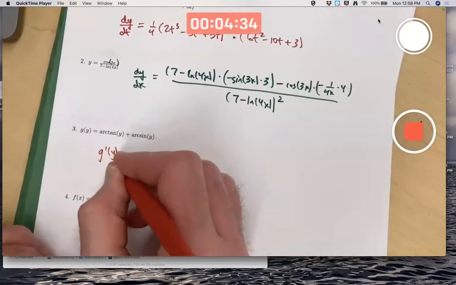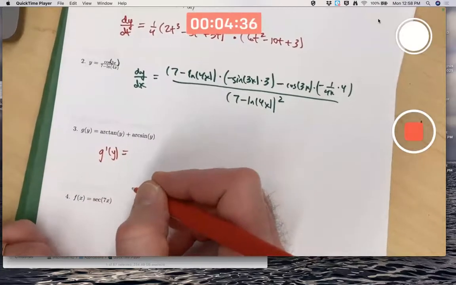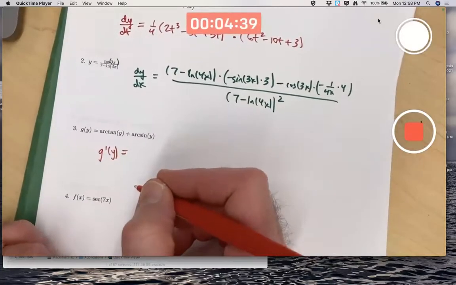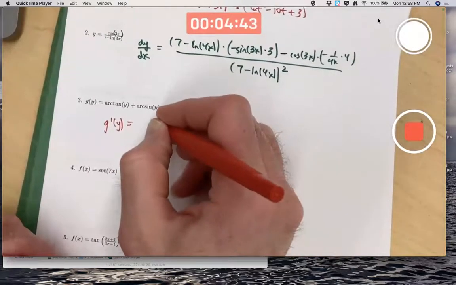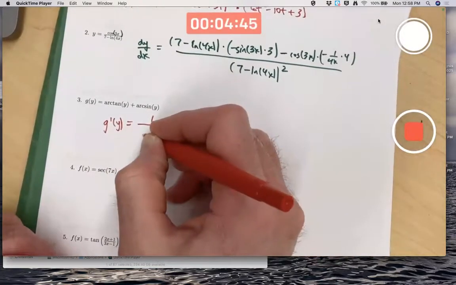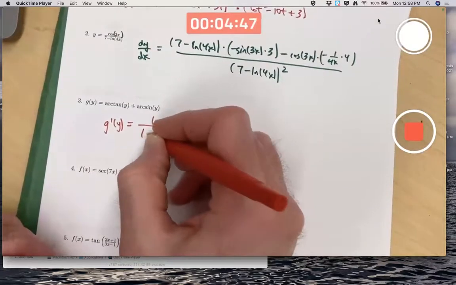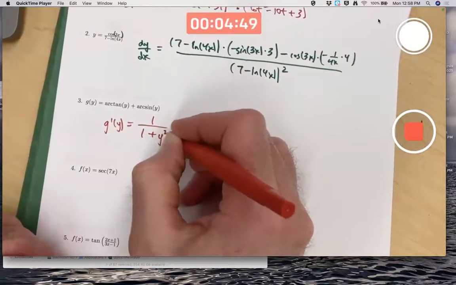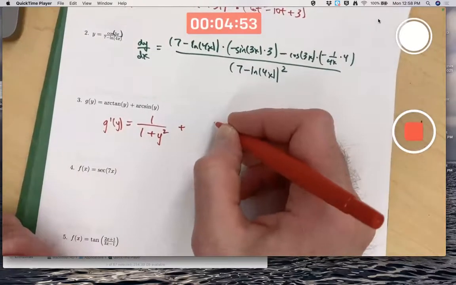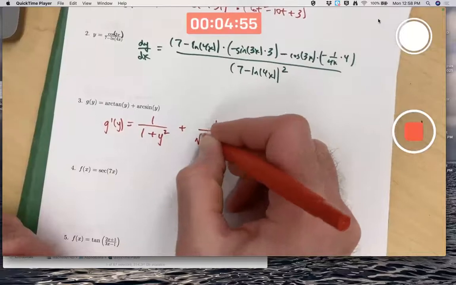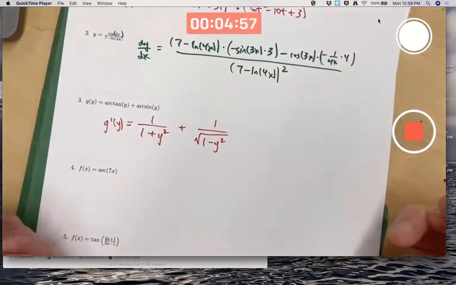G prime of y. If you've memorized your derivatives here, this is the easiest one, perhaps, or maybe number 4. Derivative of arctangent, which is the same as derivative of inverse tangent, is 1 over 1 plus the variable squared. The variable is called y here, so it's 1 over 1 plus y squared. And the derivative of inverse sine or arc sine is 1 over square root of 1 minus y squared. So those are just memorized.